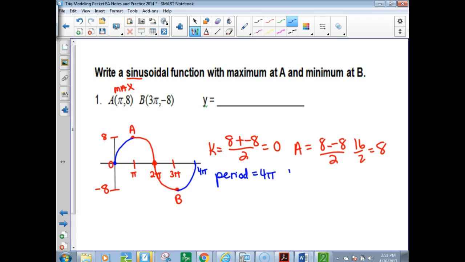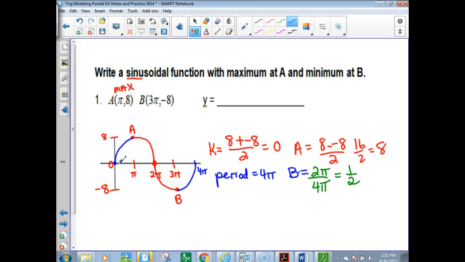To find the b value we need in our equation, we take the old period, or the period of the sine wave without any stretch, take 2 pi and divide it by 4 pi and reduce that, and we get 1/2 for the b value. So now we're ready to write our equation.